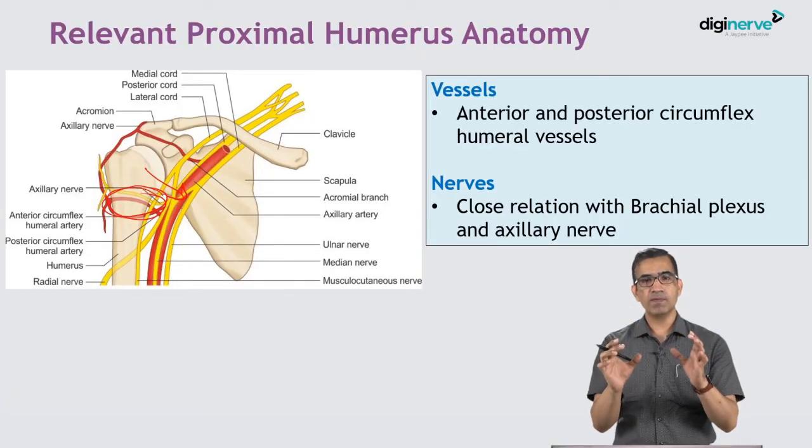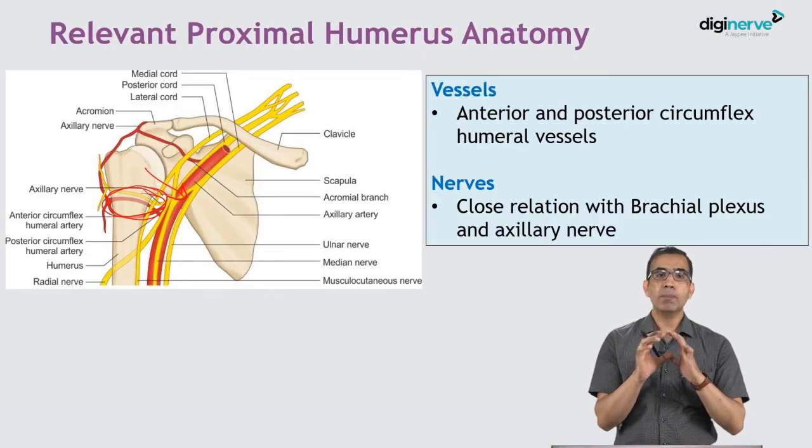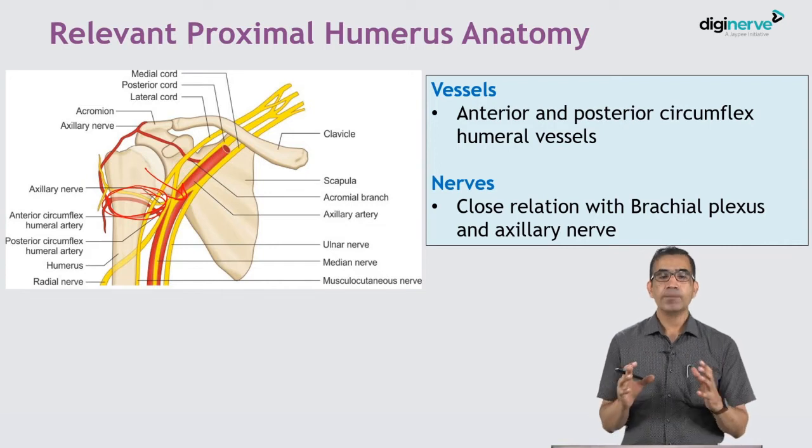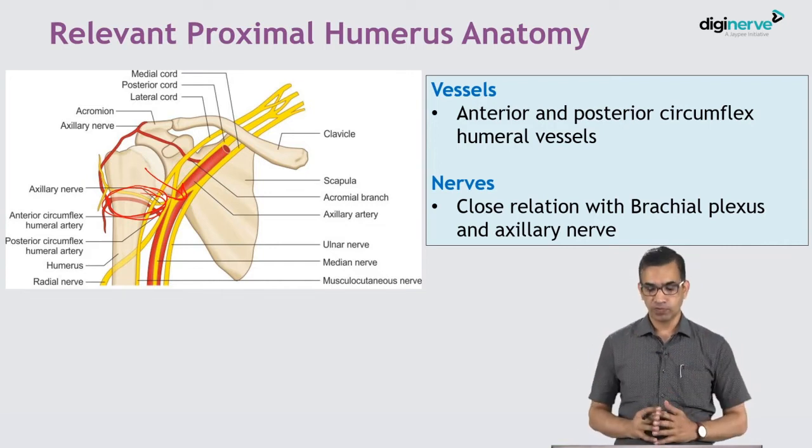Anterior and posterior circumflex means something which surrounds. Anterior and posterior circumflex vessels supply most of the head and the tuberosity part of the humerus.